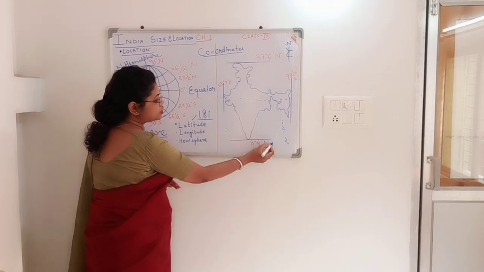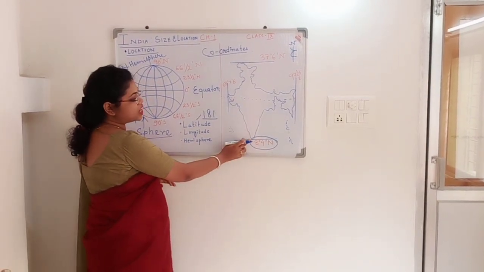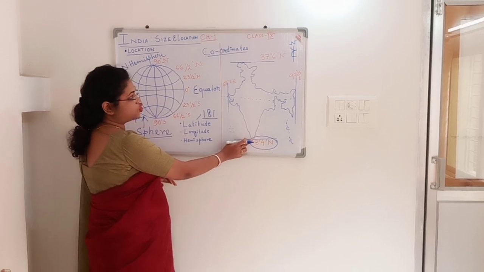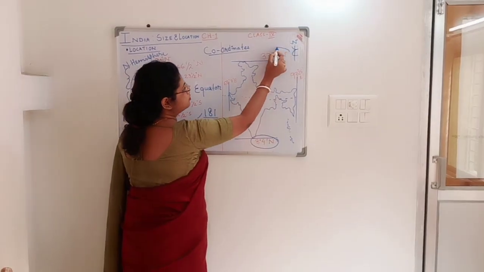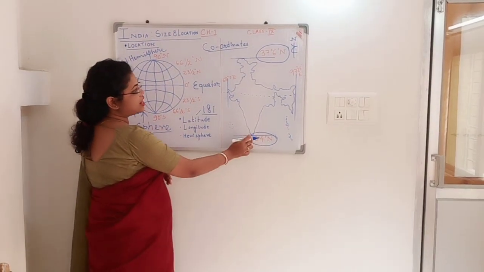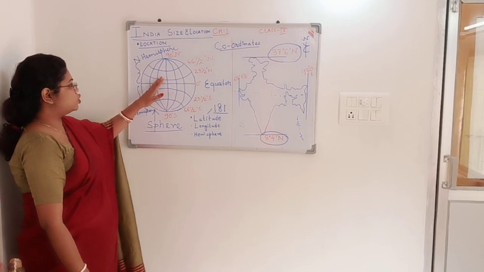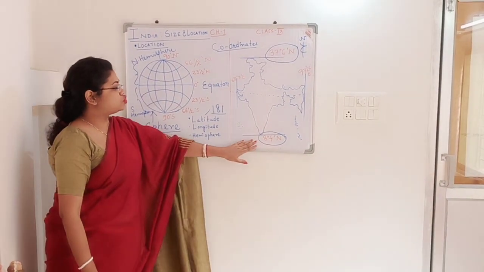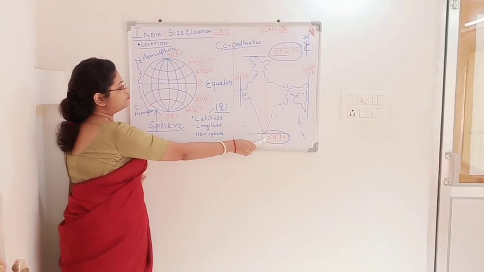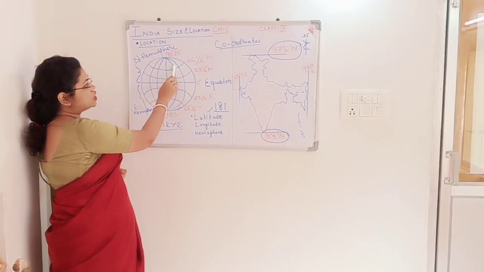Now see over here, this is 8 degree 4 minute north. India starts from 8 degree 4 minute north and extends up to 37 degree 6 minute north. This is the latitudinal extent of India. Now come back to the globe. Where will you find 8 degree 4 minute north? You will find it above the equator.